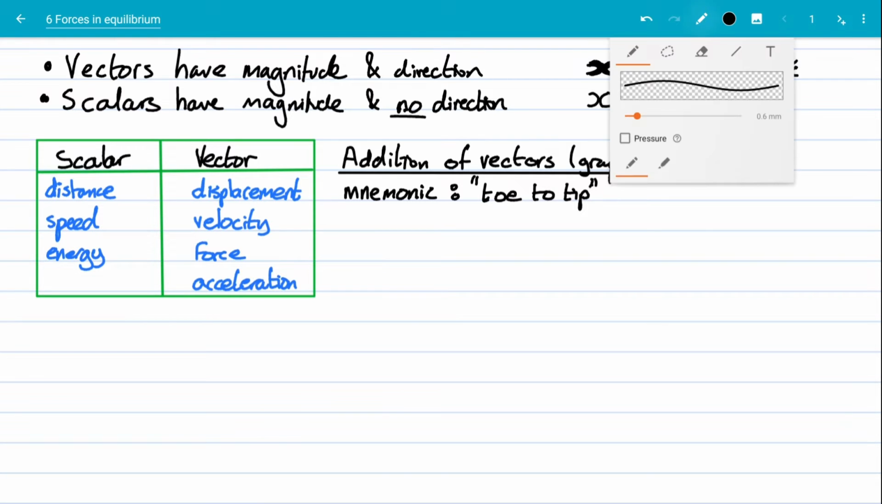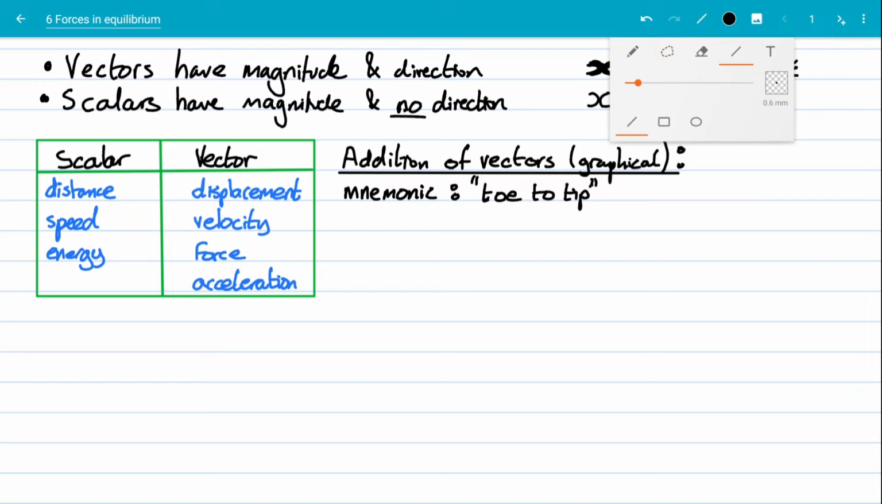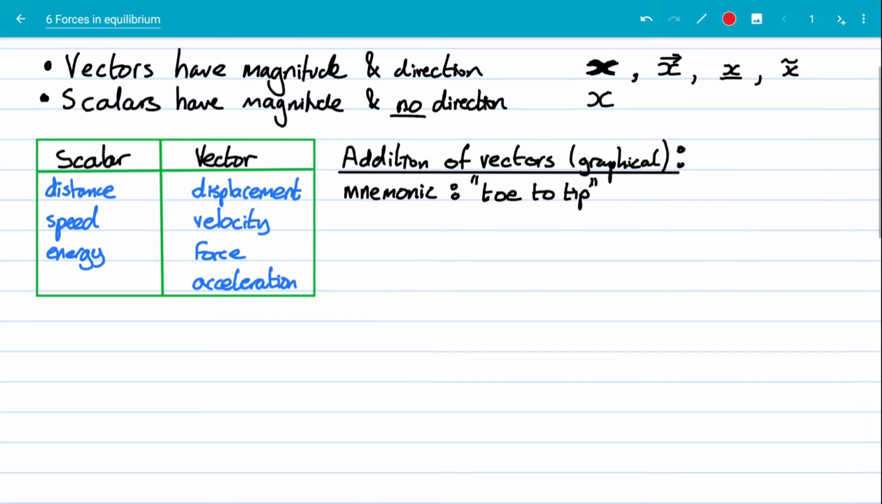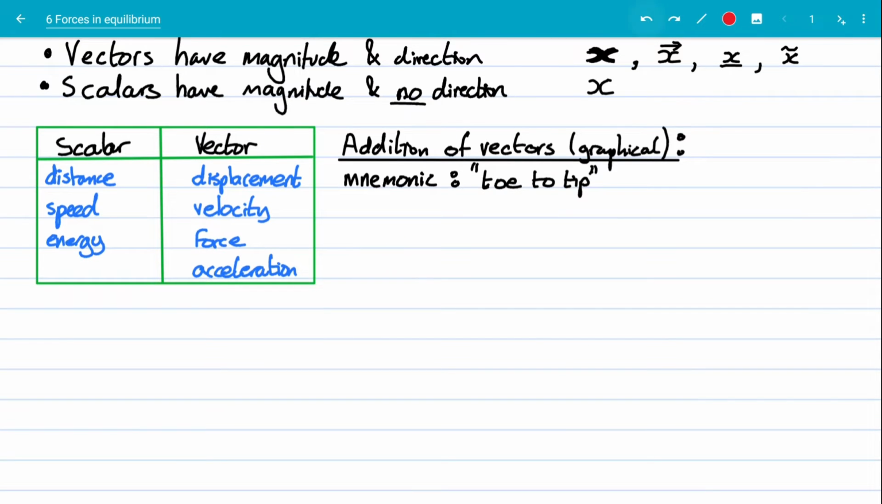So let us suppose I've got some vectors. Let's draw some vectors. I'm going to draw a vector, which I'm going to label A. Here it is. That's a little bit longer than that. Let's have that as vector A, just like that. And I'll label it in a second.